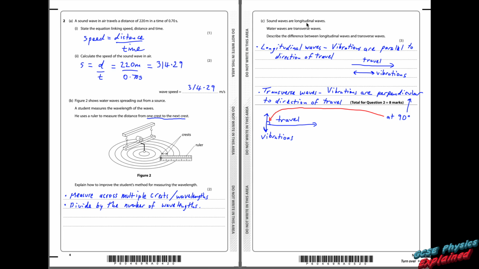Question C. Sound waves are longitudinal waves. Water waves are transverse waves. Describe the difference between longitudinal waves and transverse waves.